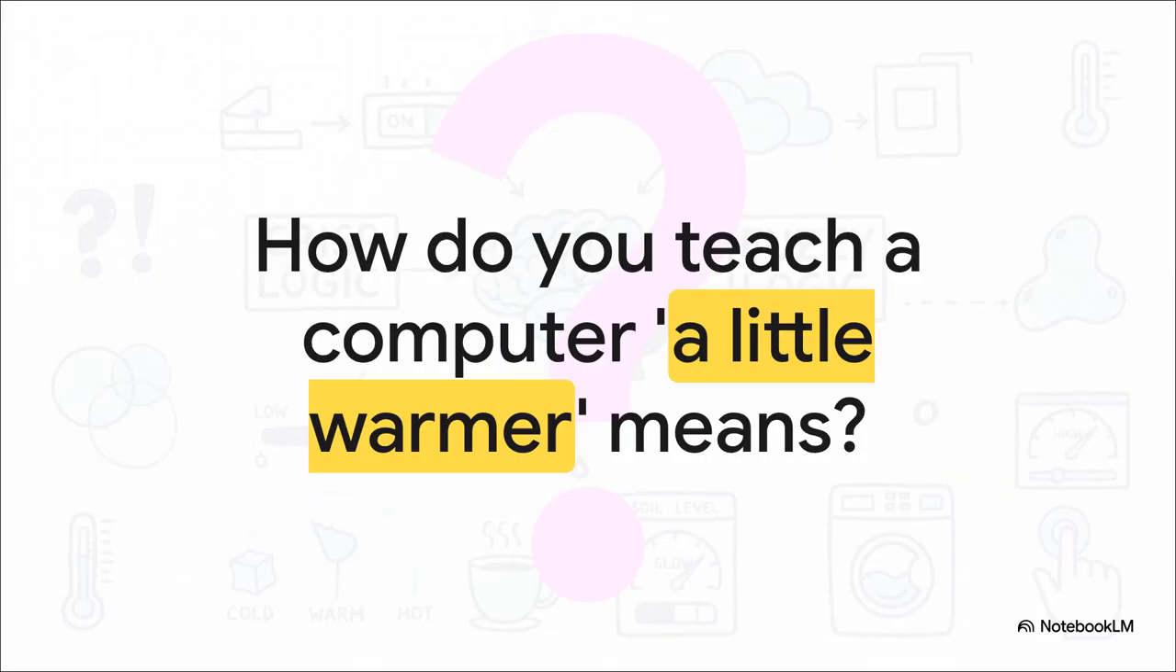How often do you say something is a little warmer or kinda tall? All the time, right? Well, your computer has no idea what you're talking about. For a traditional computer, it's all yes or no, black or white. So, how do we bridge that gap?